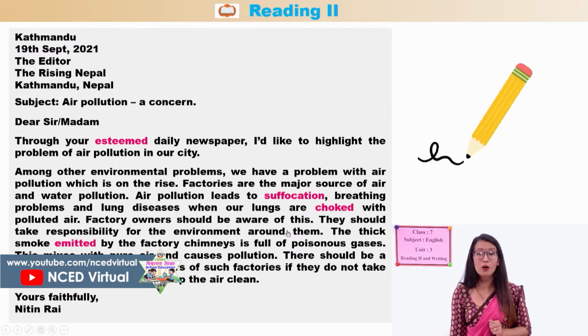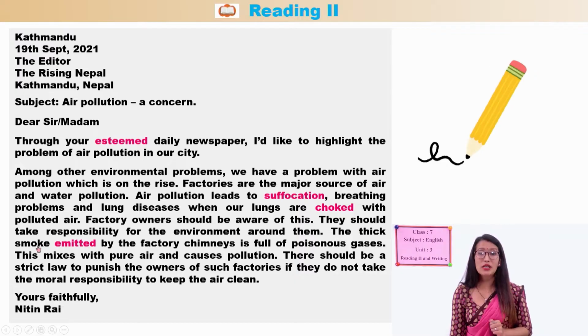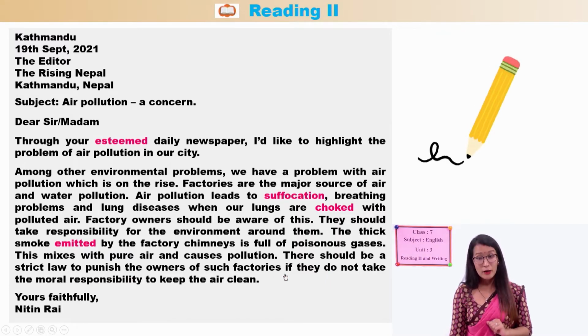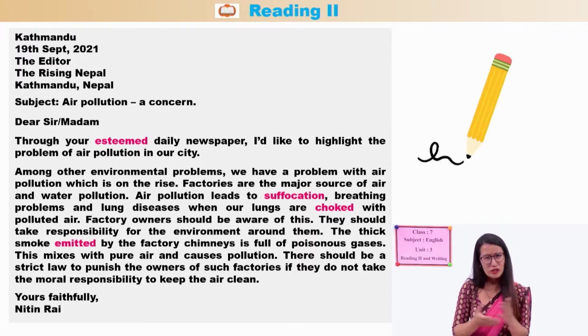Factory owners should be aware of this. They should take responsibility for the environment around them. The thick smoke emitted by the factory chimneys is full of poisonous gases. This mixes with pure air and causes pollution. There should be a strict law to punish the owners of such factories if they do not take the moral responsibility to keep the air clean. Yours faithfully, Nitin Rai.